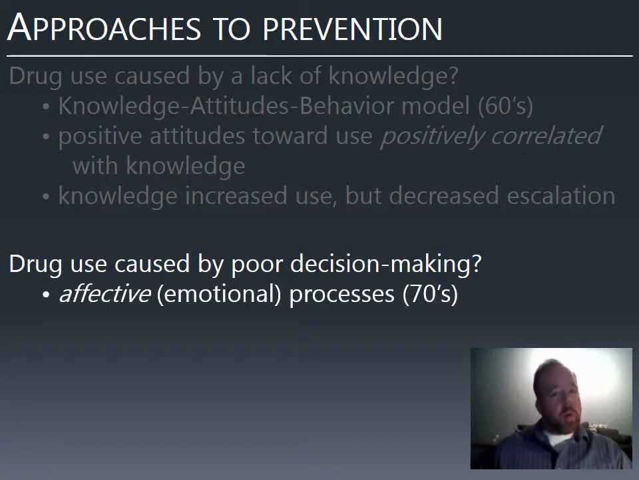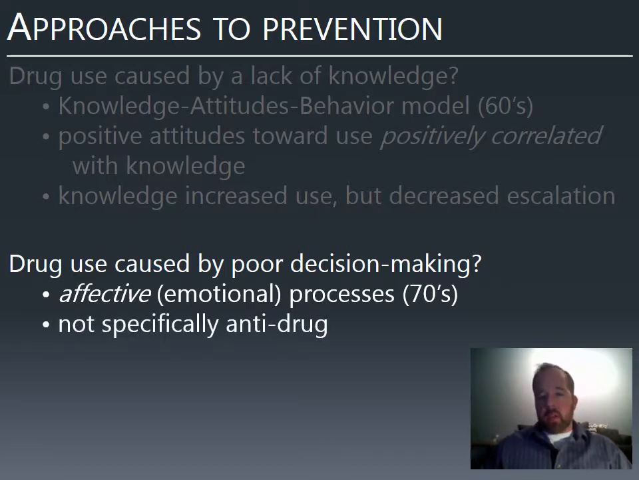So it's not that I don't know that heroin is bad for me. It's that I use heroin for the affective experience, that there's an emotional process, or that I'm using heroin to avoid some sort of other emotional process. So getting away from the idea that it's purely information-based, there's a decision-making process that involves emotion. So this approach was not particularly anti-drug. It's not to say it was pro-drug, it's just not specifically aimed at drug use in and of itself. It was aimed at decision-making.